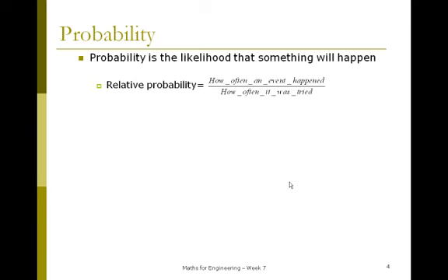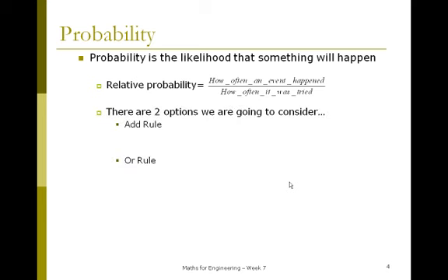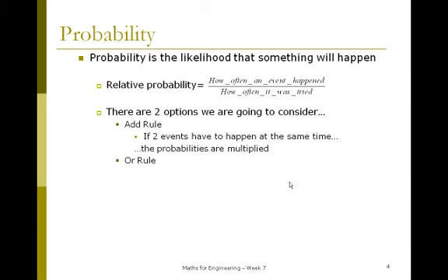So within this lesson, there are two options that we are going to consider. The first one is the and rule, and the second one is the or rule. So the and rule is if two events have to happen at the same time. So effectively two events have to occur, and in this case the probabilities are multiplied. For the or rule, however, we look at the case where if one event or the other event can happen, and in this case the probabilities are added.